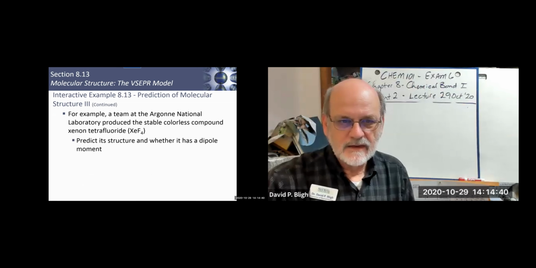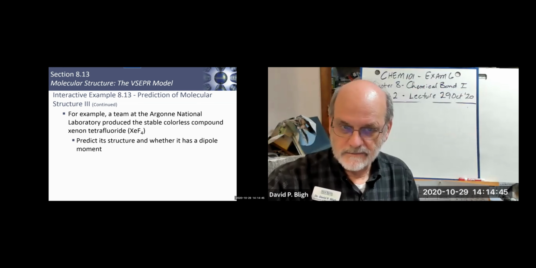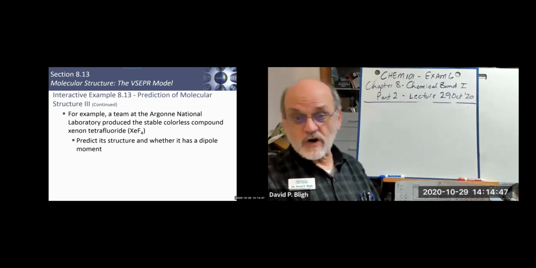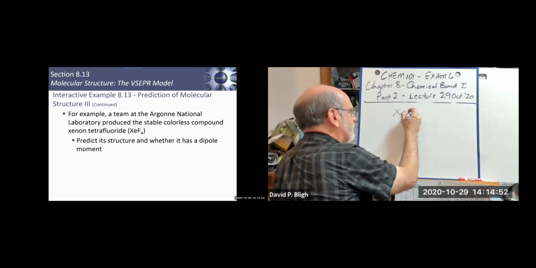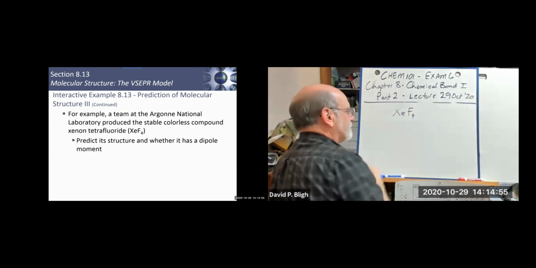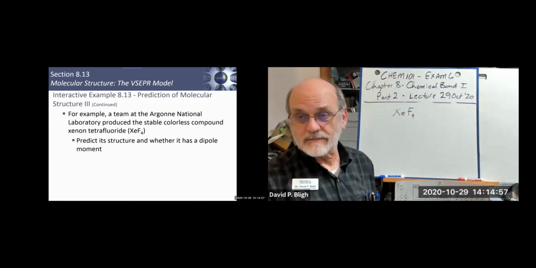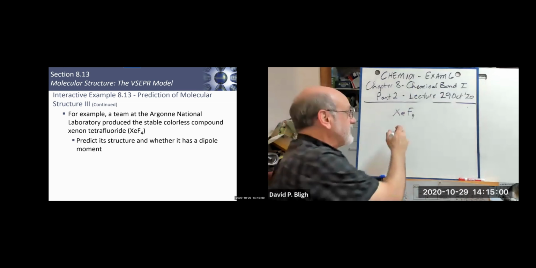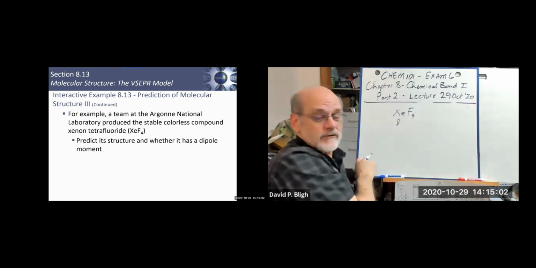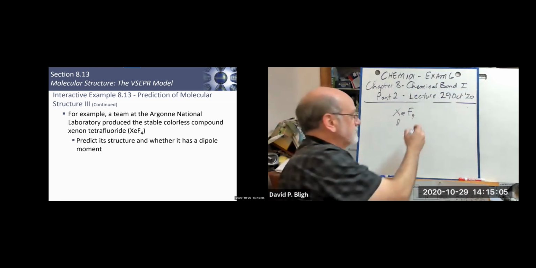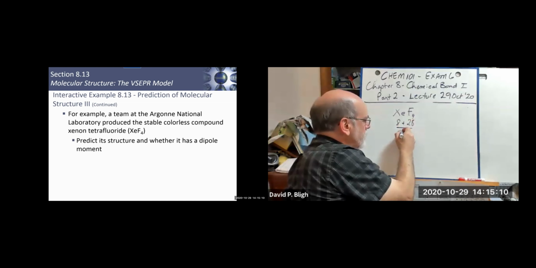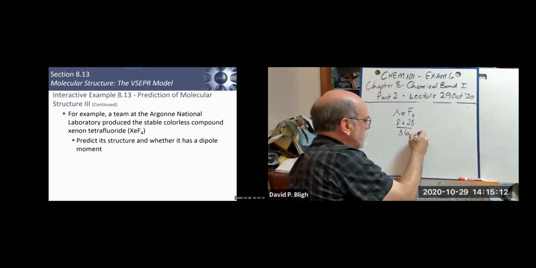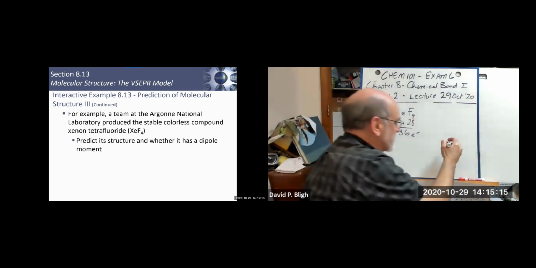Okay, so here's an example. Xenon tetrafluoride. Let's predict its structure. How many valence electrons in xenon? 8. It has a complete octet. 7 each for fluorine, which is 7 times 4 is 28. Which means we have 36 electrons. Okay, so we put xenon in the middle.